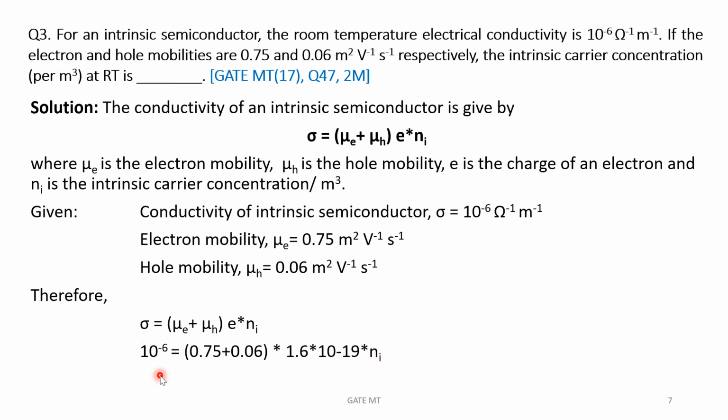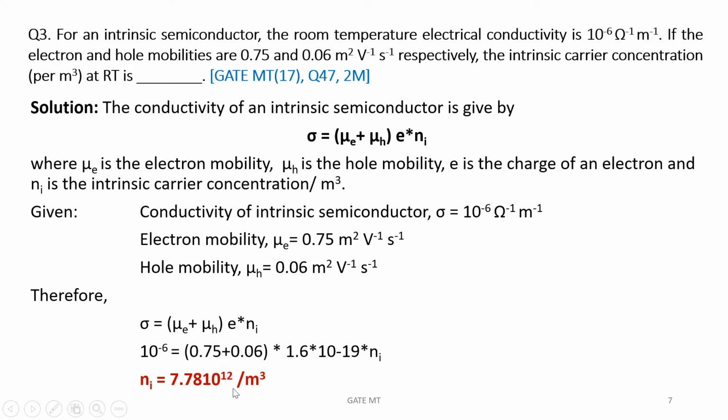If we solve the equation, n_i is equal to 10 power minus 6 divided by, inside the bracket, 0.7 plus 0.06, into 1.6 into 10 power minus 19. Sorry, this should be in superscript. That is my mistake, so I'll correct it before uploading into the drive. And we will get the value of n_i as 7.78 into 10 power 12 per meter cube.